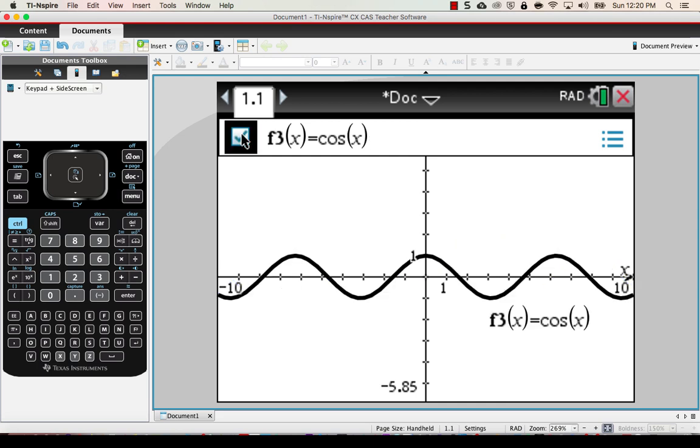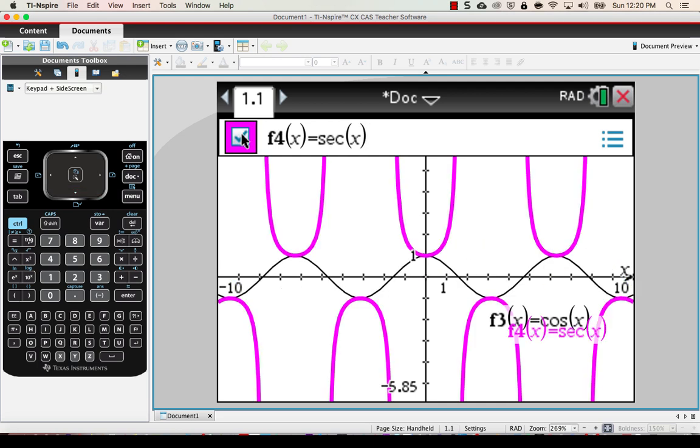And similarly, here's cosine and here's secant. And it looks exactly the same. In fact, it is. It's just that everything is shifted pi over 2 to the right because of the relationship between sine and cosine. Those exact same relationships will hold between secant and cosecant.